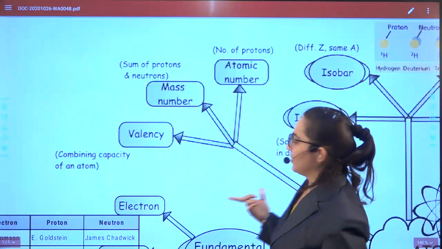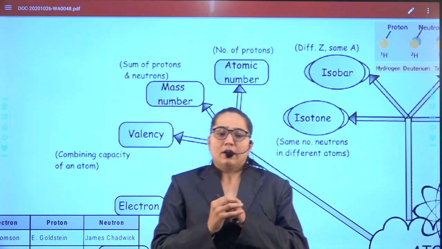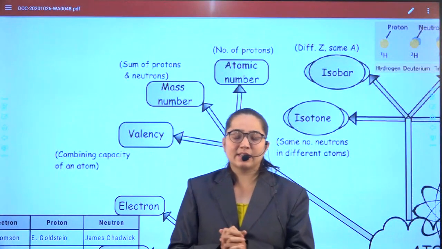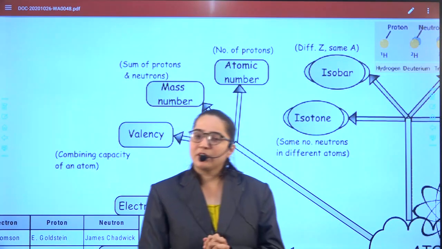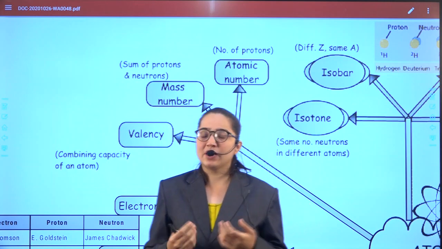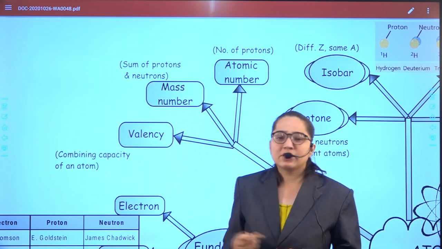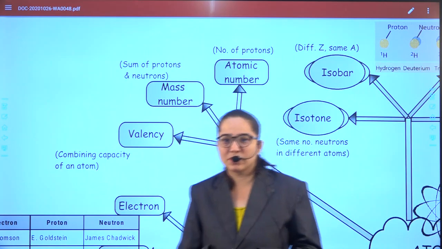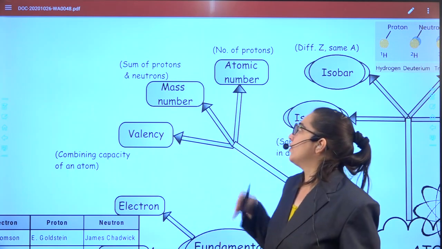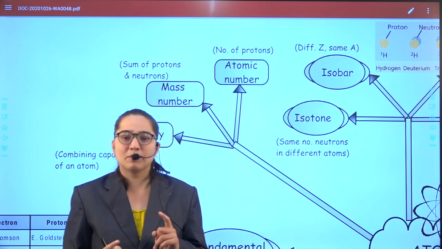The next concept that we discussed was valency. Valency is the combining capacity of any atom. How an atom combines depends on its valency, that is the number of electrons present in its outermost orbit. They decide whether it will become a positively charged ion or a negatively charged ion. The next is the mass number, the atomic mass, which is the sum of the protons and the neutrons present in any atom. Further, you have the atomic number. Atomic number is equal to the number of protons, and also equal to the number of electrons.